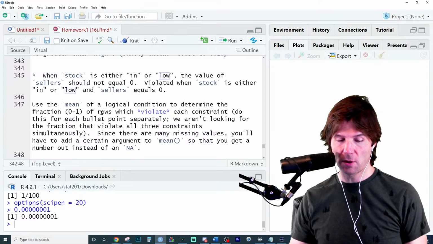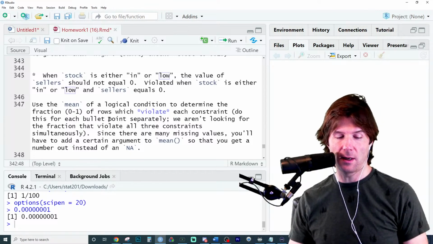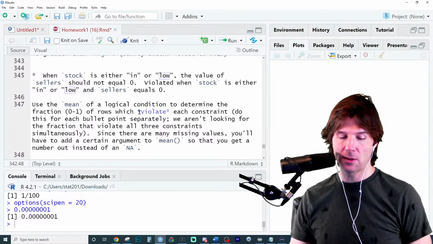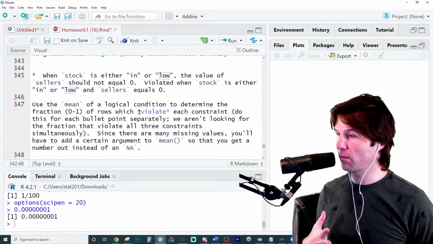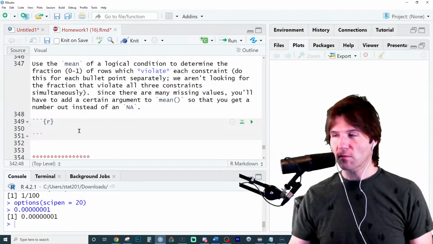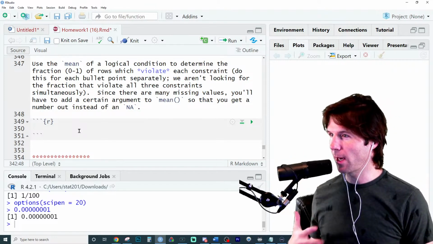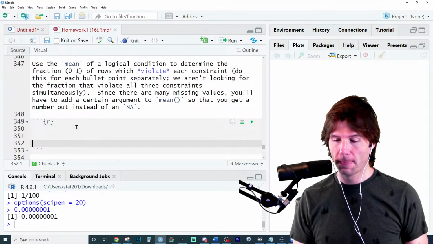Use the mean of logical to determine what fraction of rows violate each constraint. Do this for each bullet point separately. So what you're doing right here is three different constraints, three different logical checks to look at the validity of the data to see if it actually is working. So I'm going to work with a different data set here and talk about how to build a logical set of conditions right here.